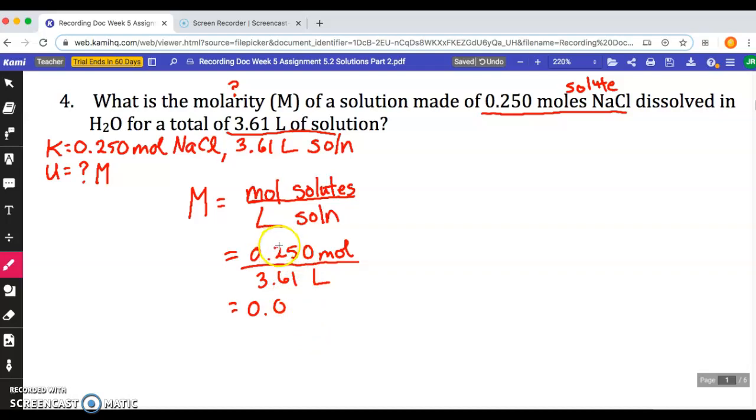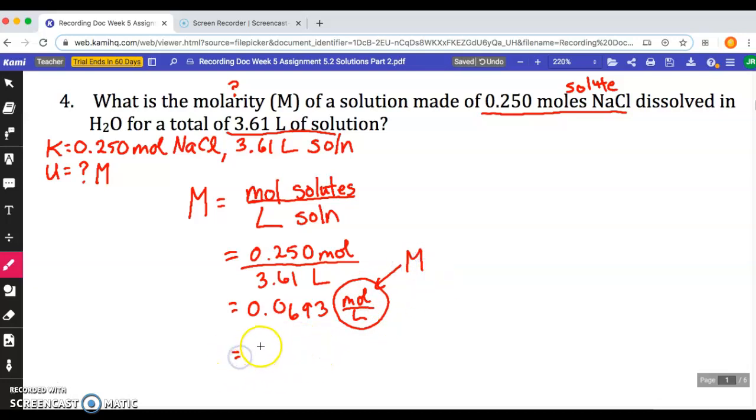We have 1, 2, 3 sig figs here. 1, 2, 3 sig figs here. The lowest amount of sig figs, 3 sig figs. Let's just reduce it to 3 sig figs. 0.0693. Okay, moles per liter. Okay, now this part here, the moles per liter, actually can be represented by big M.